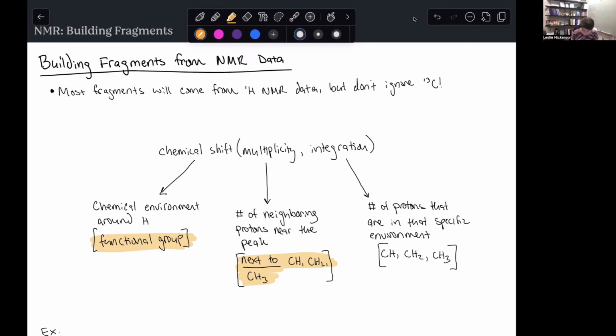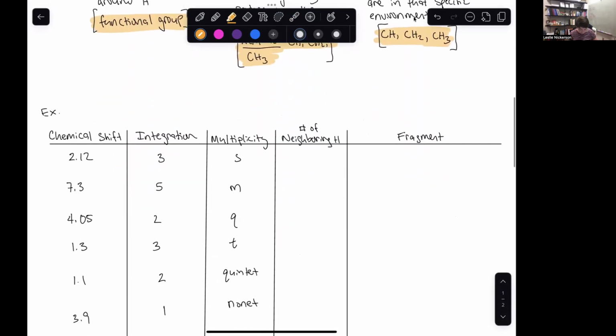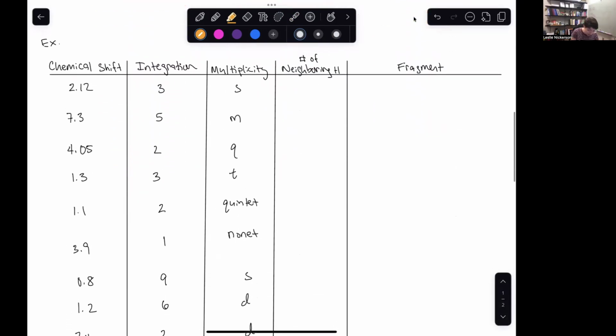The integration is telling you how many protons are in that specific environment. So that's really telling you, do you have a CH, a CH2, or a CH3? Or a multiple of one of those. So maybe you have 2 CH2s that are in the same environment? That's going to be really important here, and that's what's going to allow us to actually start to draw things from these structures. So let's look at a few examples here.